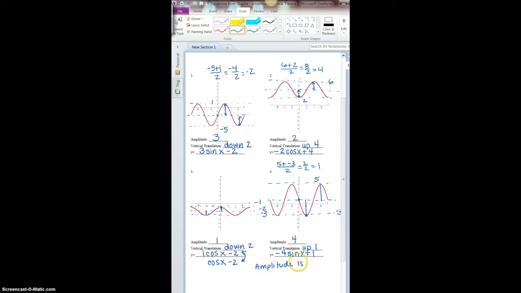amplitude is positive. Right? So even on this last one, even though we had a negative sine curve, the amplitude was positive. Same thing in problem 2. Even though we had a negative cosine curve, the amplitude was still positive because distances are positive numbers.